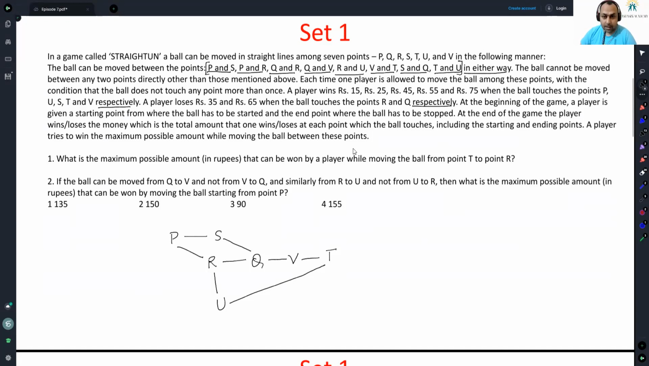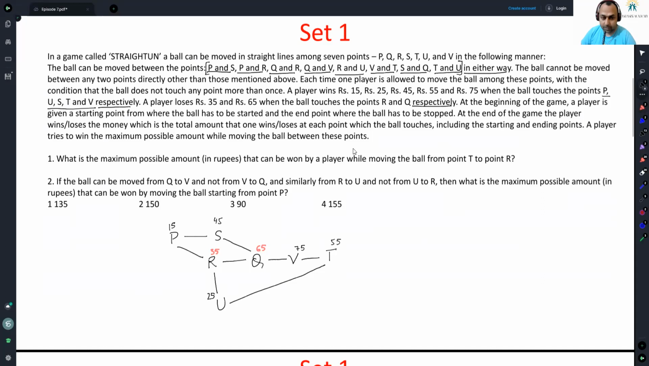And then there were certain points attached. So players win 15 for P, 25 for U, 45 for S, T is 55 and V is 75. When the ball touches the point, a player loses 35 and 65, for R and Q. So I'll mark it with a different color, 35 and 65, so that I know these are negative amounts.